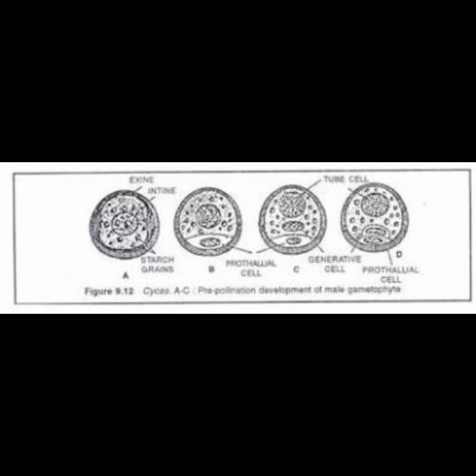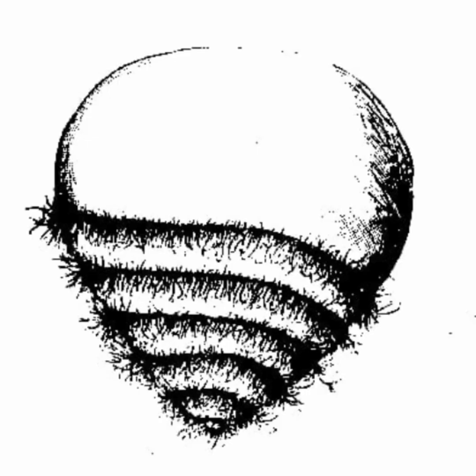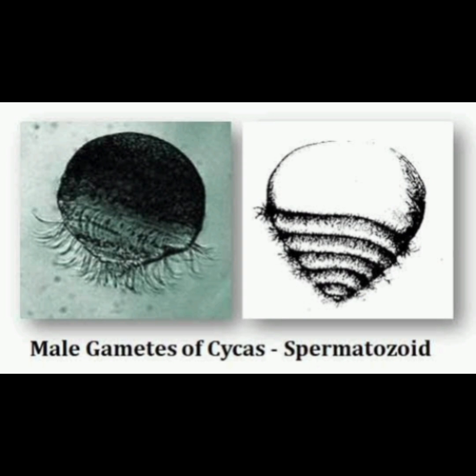Once the microspore reaches the micropylar region, the exine breaks and the intine comes out in the form of a pollen tube, and the generative cell divides to form a stalk cell and a body cell. The body cell now divides to form two antherozoids. Thus, the fully developed male gametophyte of Cycas consists of a small prothallal cell, a stalk cell, a tube nucleus, and two male gametes. The male gametes of Cycas are the largest male gametes in the plant kingdom, and these male gametes have cilia all around them.